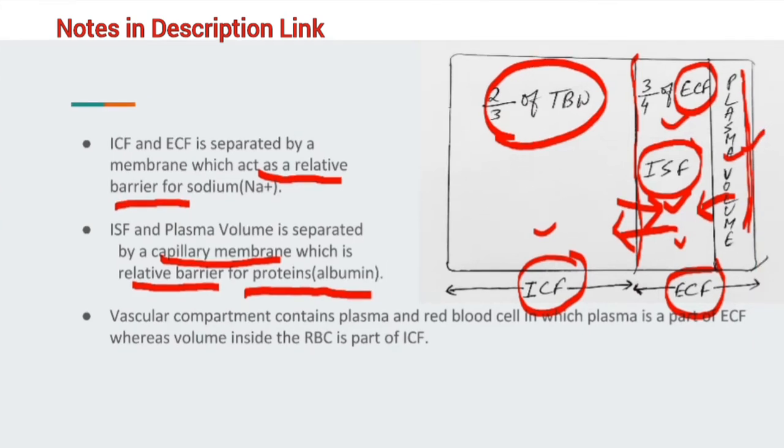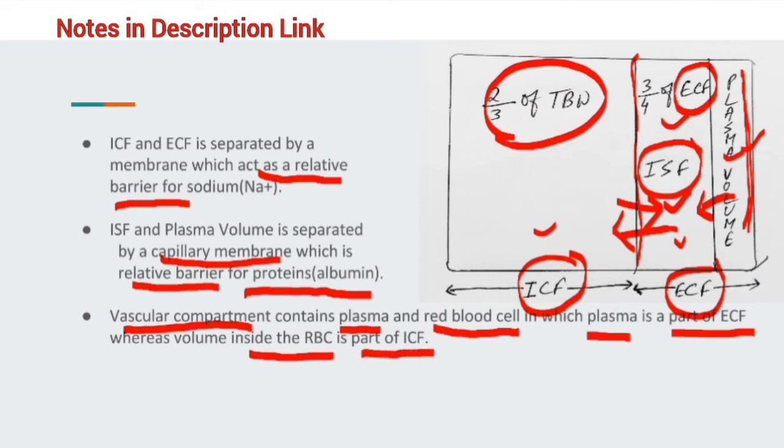Also it is important to note that the vascular compartment, that is our blood, contains plasma and red blood cells, but the plasma is a part of the extracellular fluid, whereas the red blood cell is a cell. So the fluid which is present inside the red blood cell comes under the intracellular fluid.